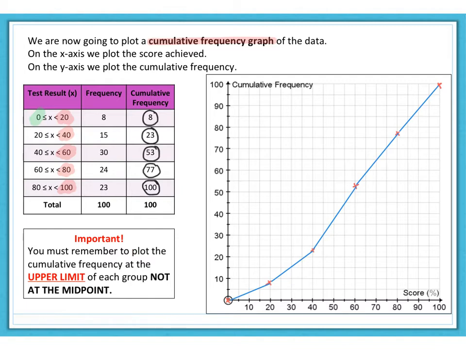It is crucial, absolutely crucial, that you remember that the cumulative frequencies, these values here, are plotted at the upper limit of each group, i.e. these values here, not at the middle of each group or the midpoint of each group. And this is something that people often get wrong, so please be careful when you're plotting a cumulative frequency graph and make sure that you remember this key piece of information here.